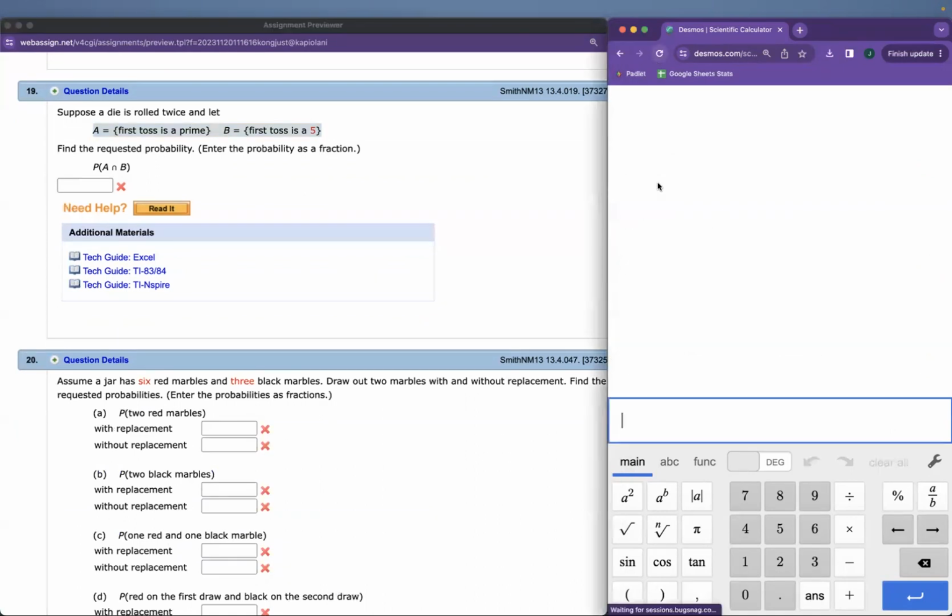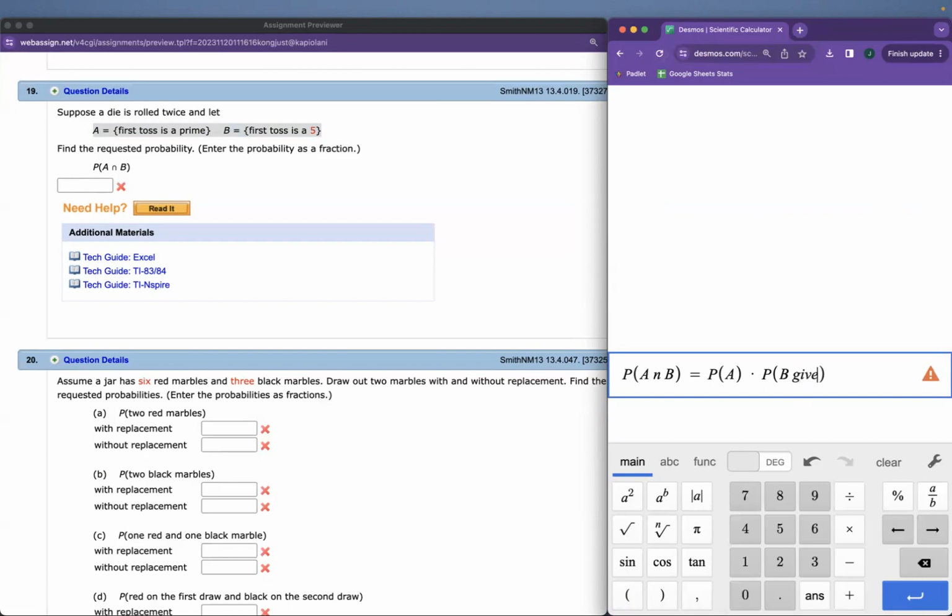So in this case, A and B are not independent because they affect each other, right? So probability of A and B is probability of A times the probability of B, given that A has happened. And what is that?